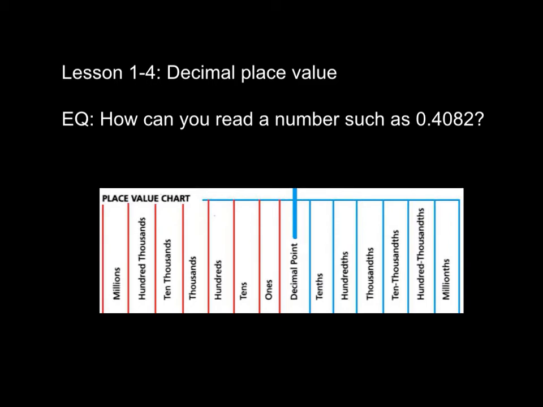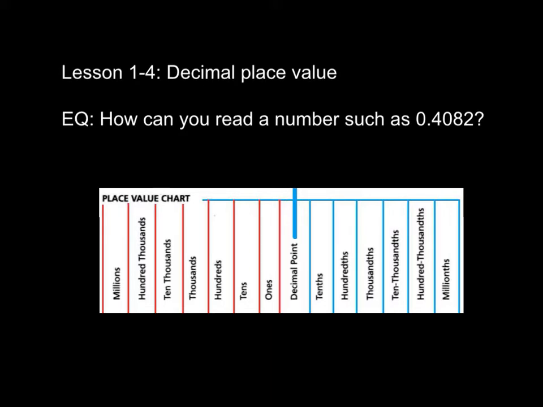This is lesson 1-4, decimal place value. Our central question is how can you read a number such as 0.4082. The way we actually would read that is 0 and 4,082 10,000ths. And we're going to talk about that more in detail.